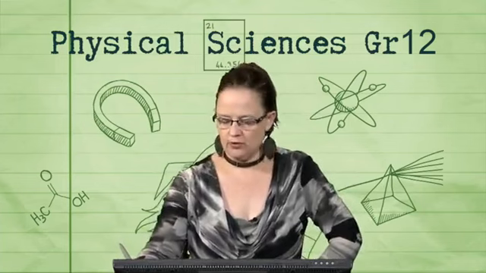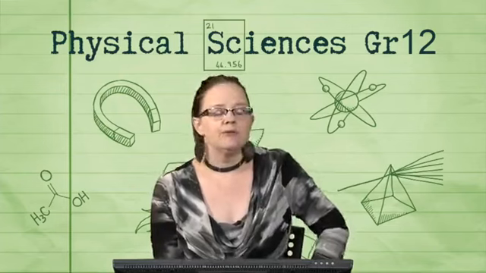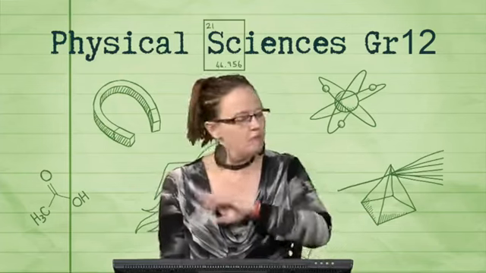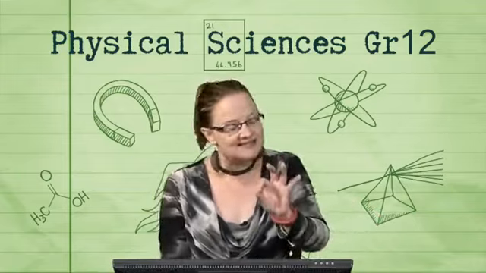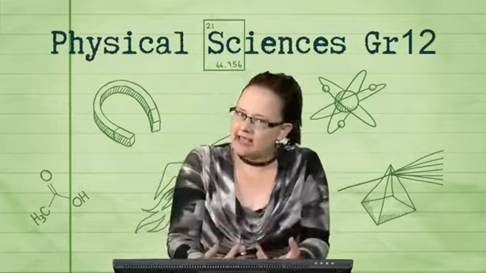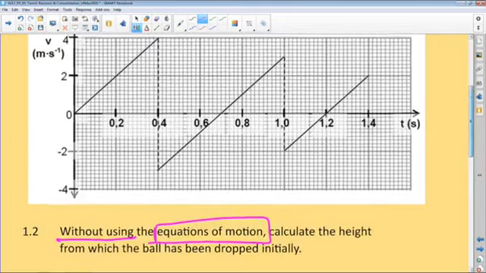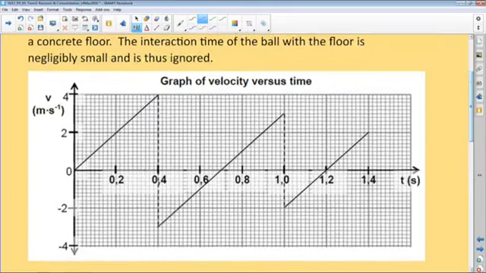This is a really important question, and there's a reason why I've chosen it, because it says, without equations of motion, calculate the height from which the ball was dropped initially. If you use equations of motion, grade 12s, you will get naught. Because you're going to get the right answer, and you have more than enough information to do that, but they are specifying method. So we are testing whether you understand what we can do with the graph. So they only want the height from which it was dropped initially. So that is this part of the graph, okay?